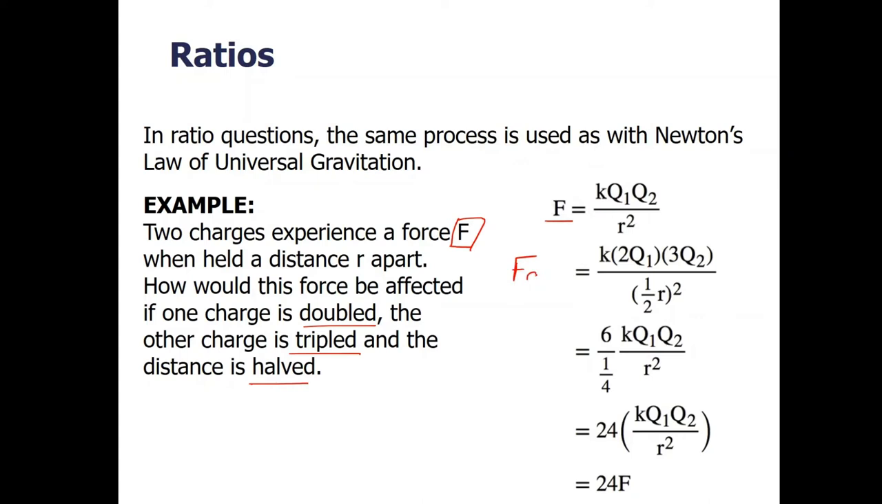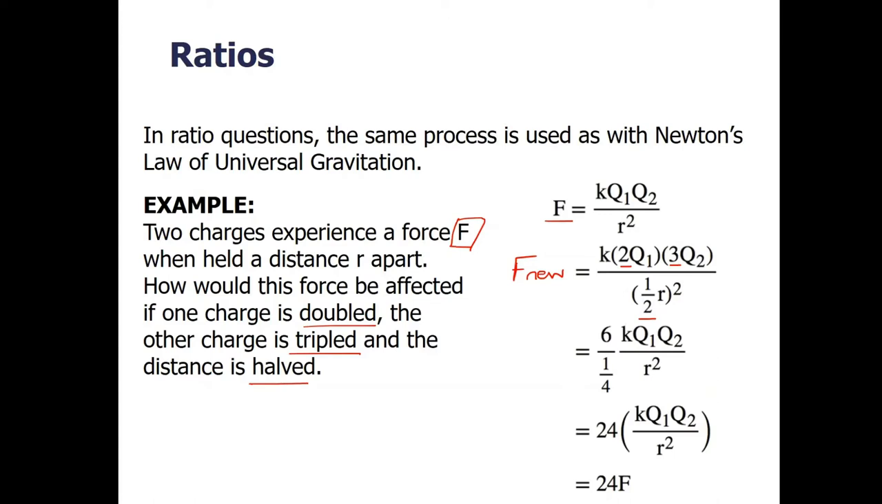The new force, label it differently. So label the first force F and then the new force differently, so that you can see that there's a difference between the two. Okay, so the new force: one of the charges is doubled, the other one is tripled, and the distance is halved. Any change to the distance must be put in a bracket so that you can square the change. Otherwise, you're not going to square that half.